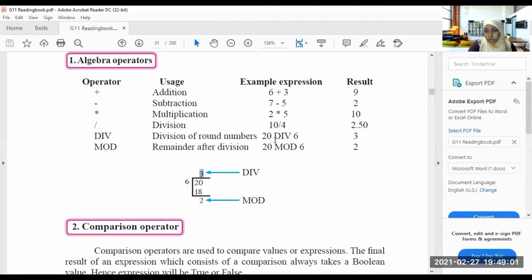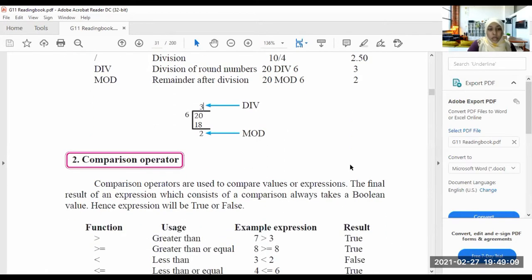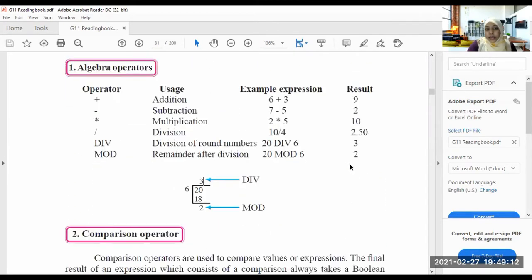Because these will be used in our programming language. Okay, Mariam, right. So these are algebra operators. There are about 6 algebra operators, and most importantly, these are new operators which you are learning today.